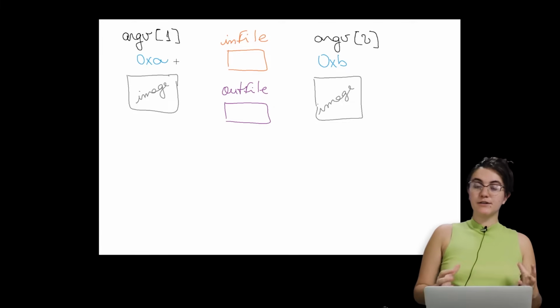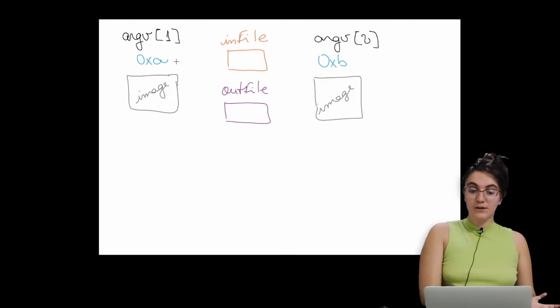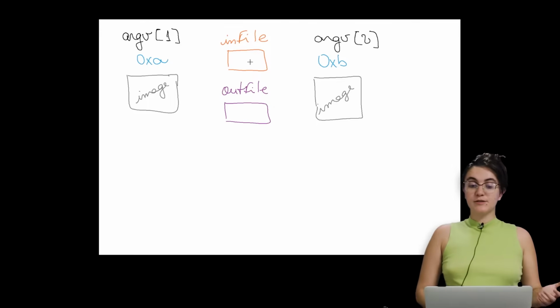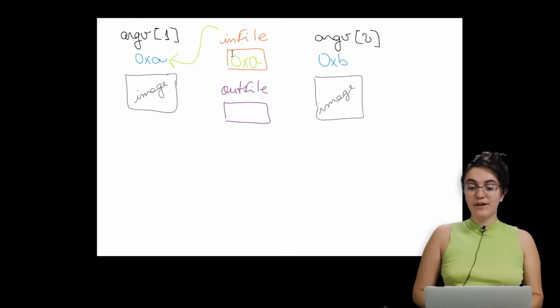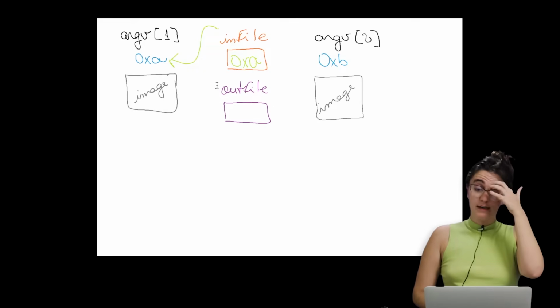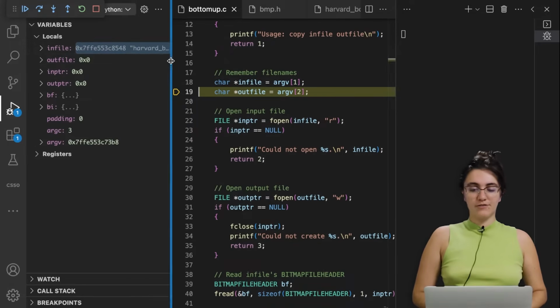So remember that pointers normally store the value of the address of the variable. We don't store any integer, a string, or anything else. We normally store the memory of the variable we want to check. In this case, the in file here is pointing to our argv1. So when we take a look in here, the value of our in file will be the memory of our argv1. So it will be the memory of our image, the input image. When we click in here, we will see that in file is the memory of our image Harvard bottom up.